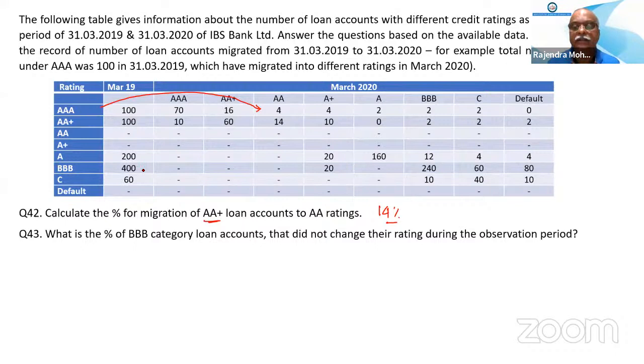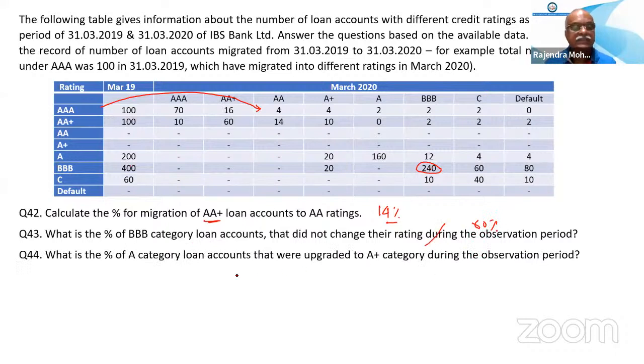60%. Triple B, 240 out of 400 remains. So 240 out of 400 equals 60%, right? Very good. What is the percentage of A category loan accounts that were upgraded to A plus category? A to A plus, 10%. Because 200 was there and 20 has been upgraded. So 10%. Clear? There is no confusion. Such simple types of questions will be there, but it is very tricky when you are hurrying through all the things and sometimes you make mistakes.